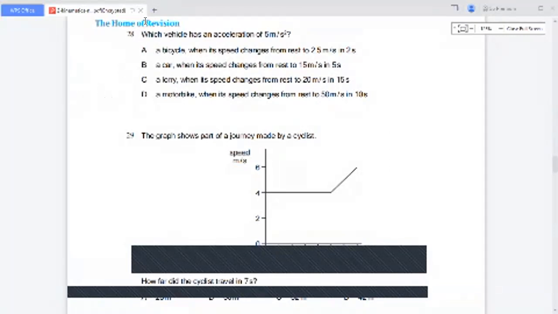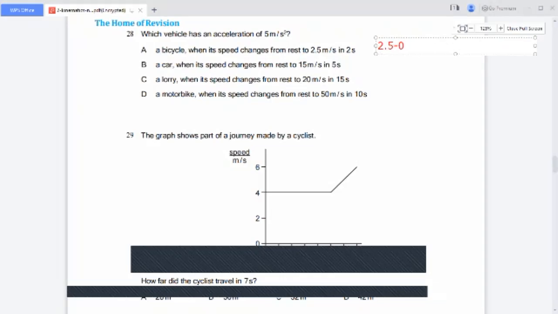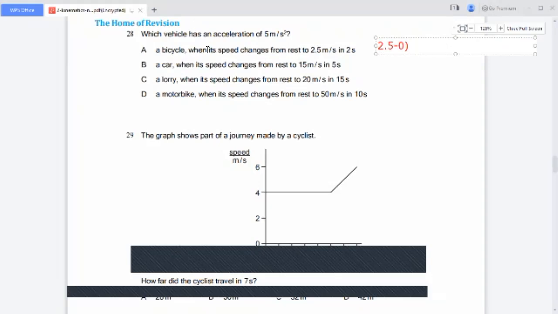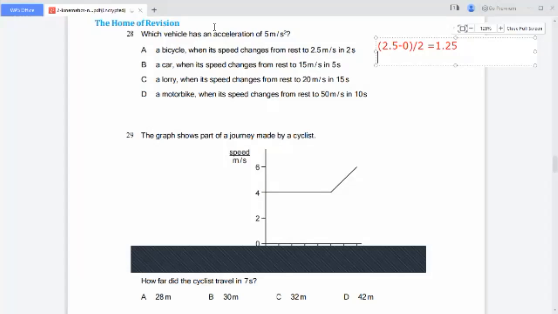So you can write it like this: 2.5 minus 0 divided by 2, and it will give you 1.25. So in the next part you can see a car, when it changes from rest to 15 meter per second, it means in this case it would be 15 minus 0 and it would be divided by 5, it will give you 3.